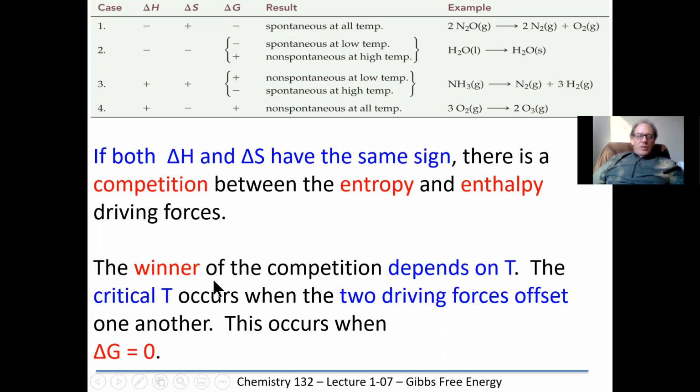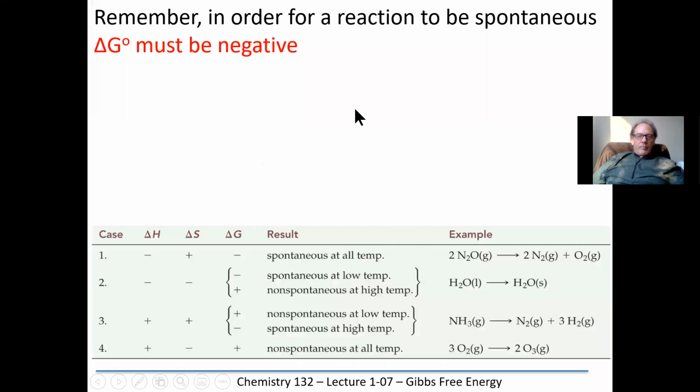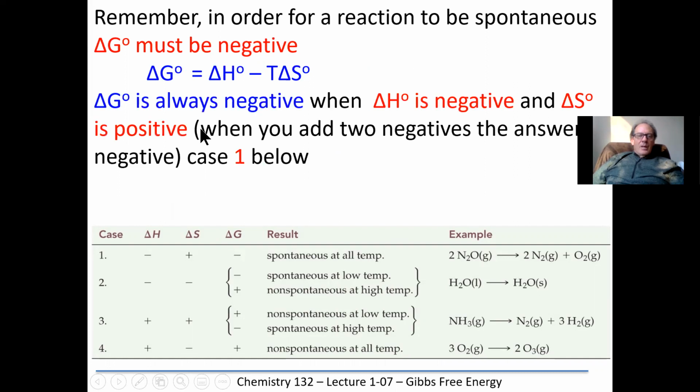Now, when they're equal to each other, delta G is going to equal 0, and the system is at equilibrium. Now, in order for a reaction to be spontaneous, delta G has to be negative. Delta G is equal to delta H minus T delta S. The delta G is always negative when delta H is negative and delta S is positive. We've already talked about that.